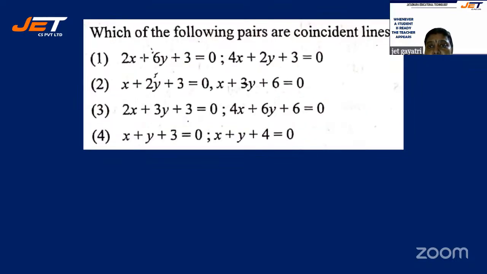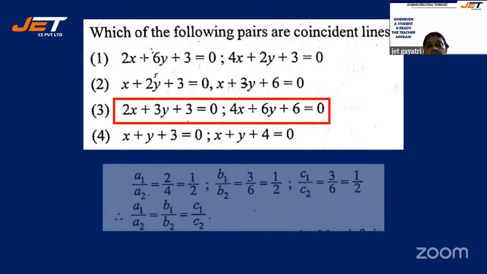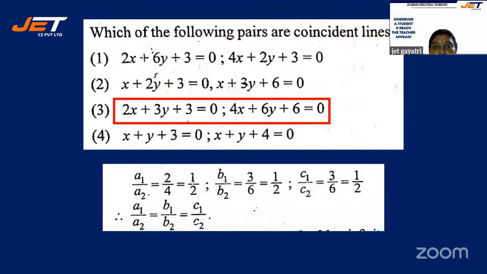Which of the following pairs are coincident lines? Right, so 4 options are given. They're asking us to find out coincident lines. Option 1: 2x plus 6y plus 3 is 0, 4x plus 2y plus 3 is 0. Option 2: x plus 2y plus 3 is 0, x plus 3y plus 6 is 0. Option 3: 2x plus 3y plus 3 is 0, 4x plus 6y plus 6 is 0. Option 4: x plus y plus 3 is 0 and x plus y plus 4 is equal to 0. All right, so here it is option 3.